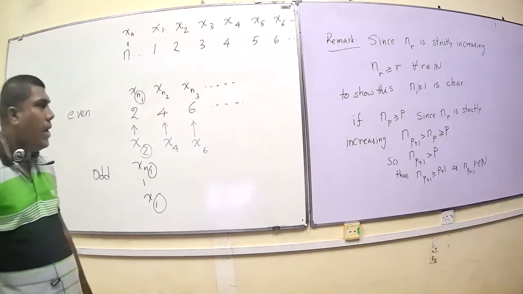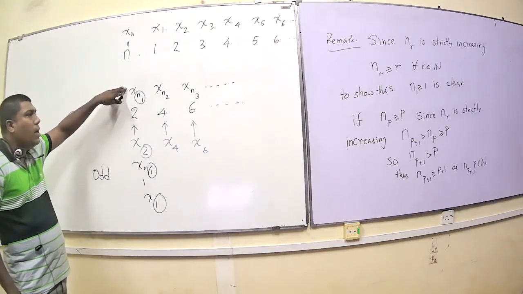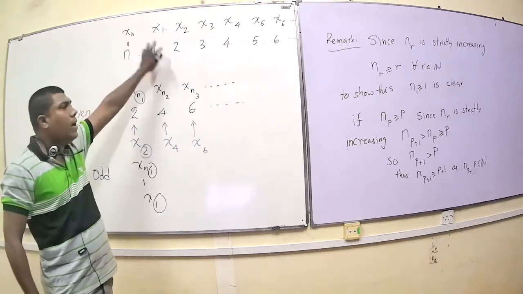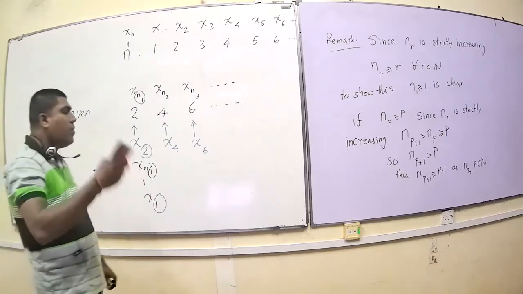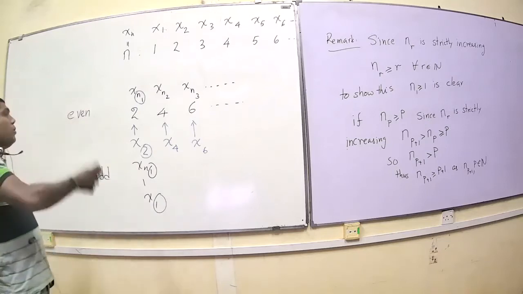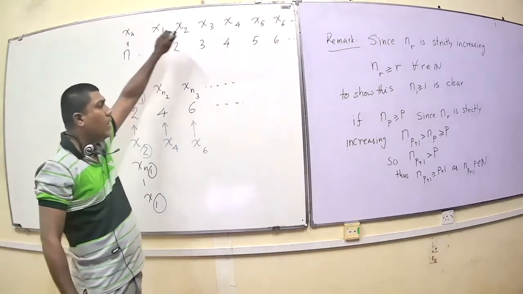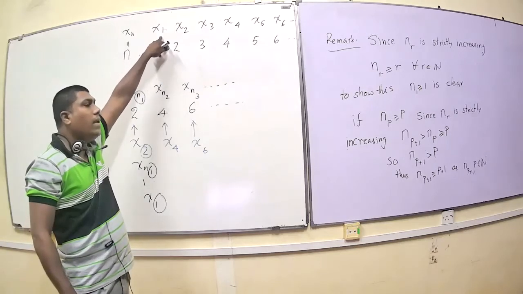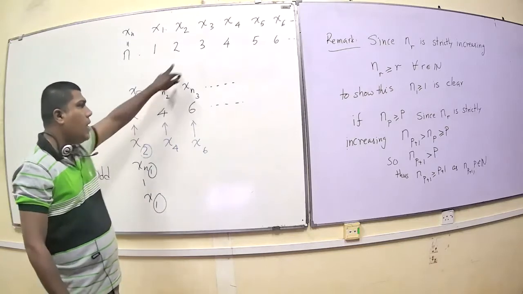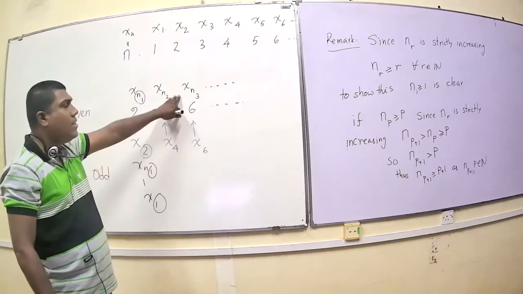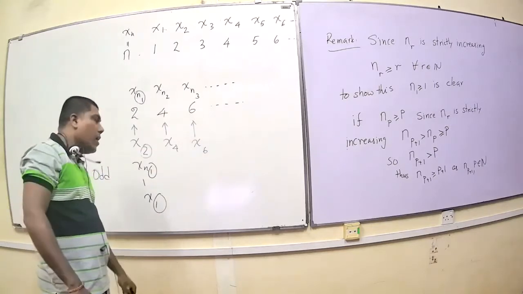So that you can prove by induction, right? Roughly the idea is this. The index of the first element in the subsequence is greater or equal to the corresponding index of the element in the original sequence, right? So here you pick the second element as the first element, so 2 is greater than 1. Now you take the fourth element as the second element, so 4 is greater than 2. You take the sixth element as the third element, so 6 is greater than 3.